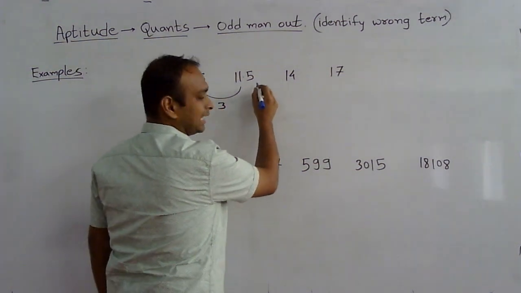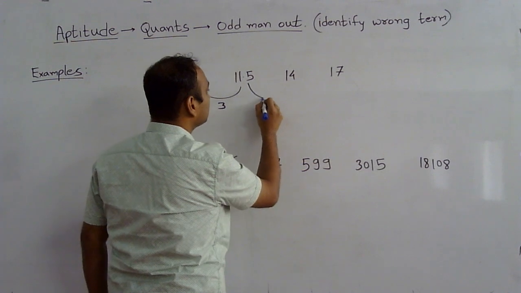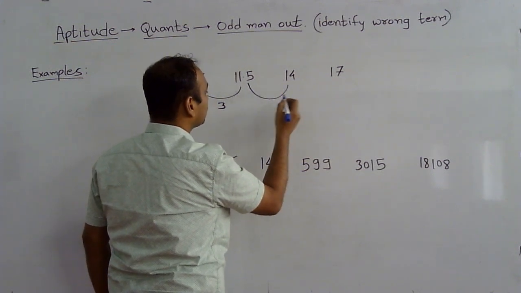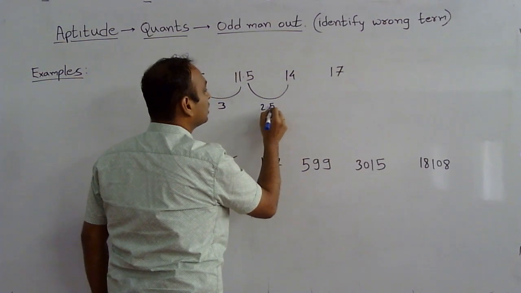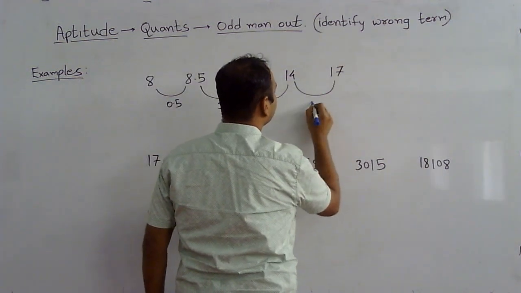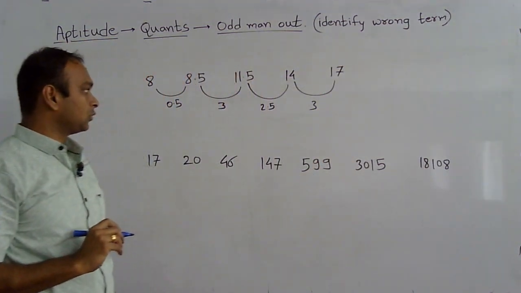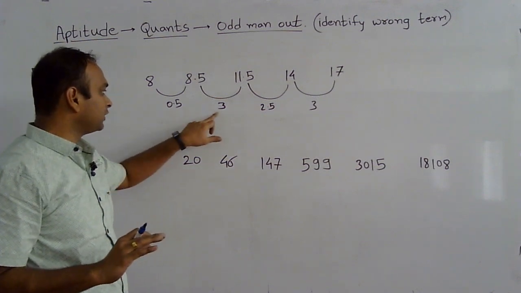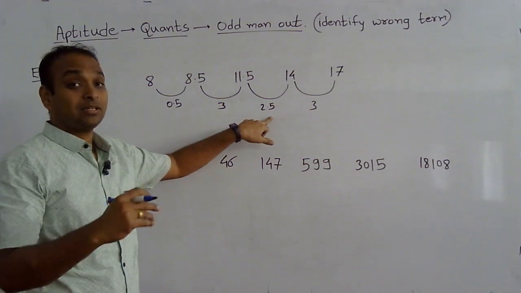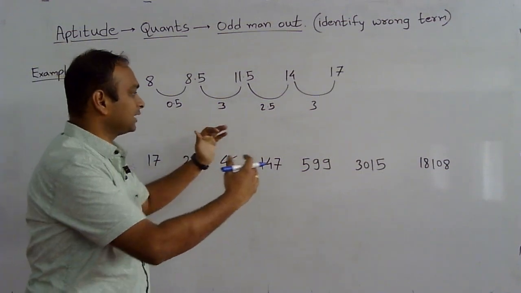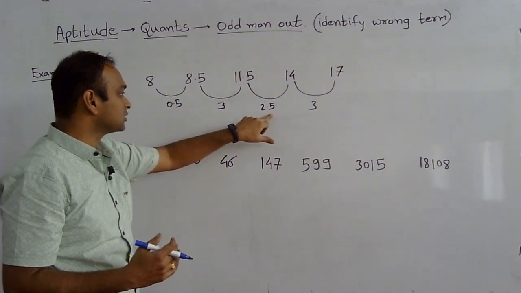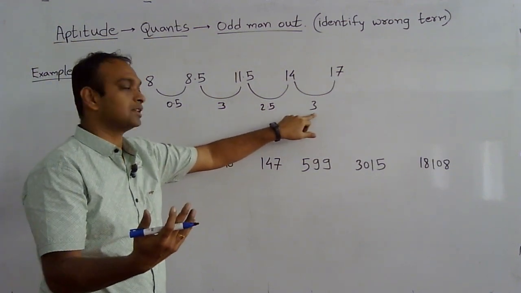Difference of 3. 11.5 and 14, the difference is here 12, then 13, 14. So 2.5, and 14 and 17, the difference is 3. Okay. Now, if you look at the differences, here it is 0.5, here it is 3, then the difference is getting decreased. Instead of increasing by some increment, it is getting decreased here, and then again it is increasing.